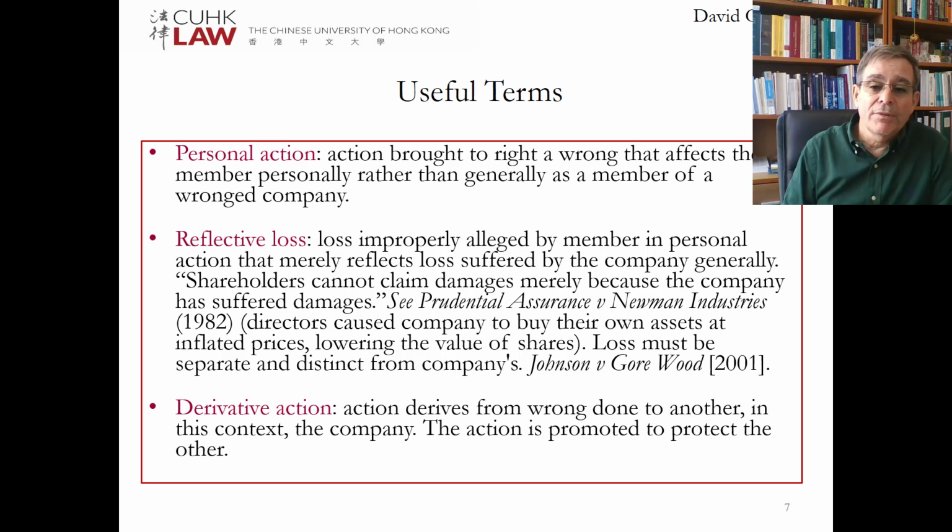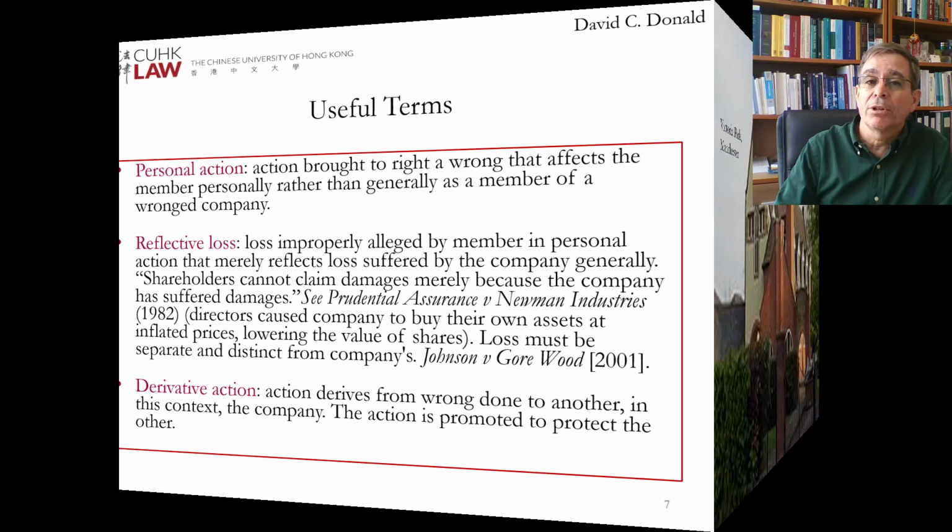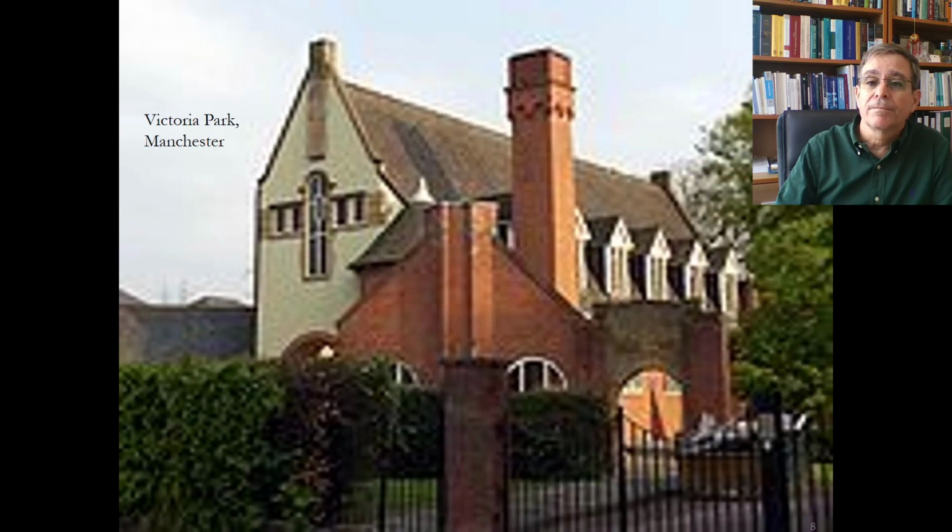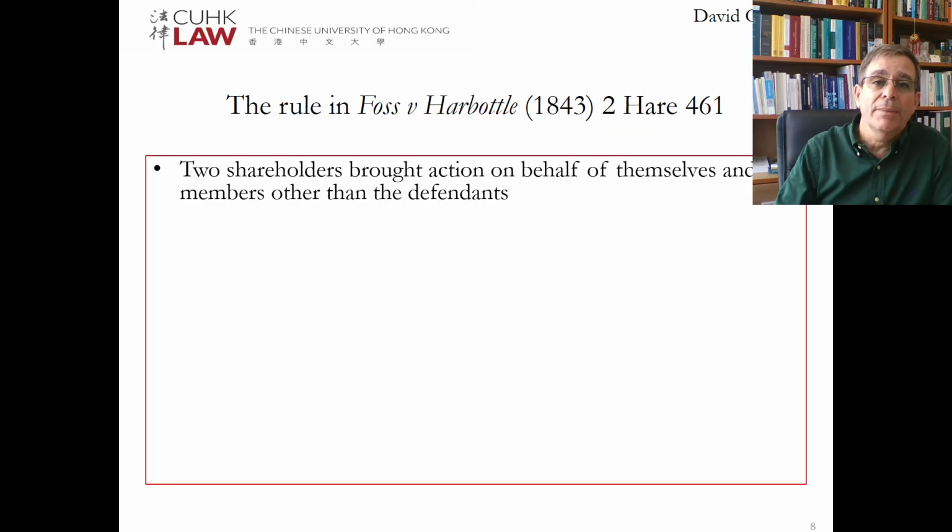So the derivative action, as I said, derives from the wrong done to another, here the company, and the member is acting on behalf of the company. You'll note that that is a very extraordinary thing to do, the member interfering. And that's what we see in the original case of Foss and Harbottle in mid-19th century England. This is the estate which the action regarded, Victoria Park in Manchester.